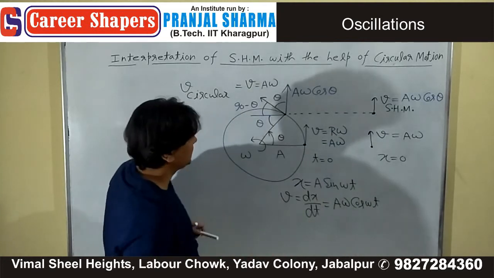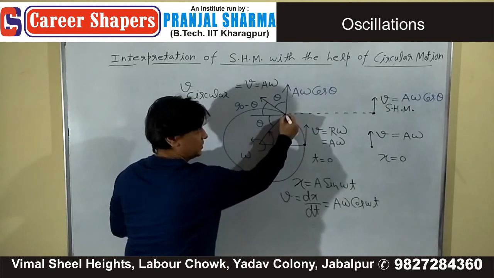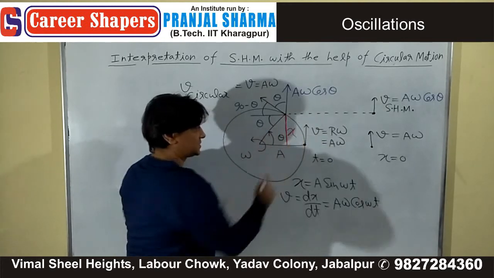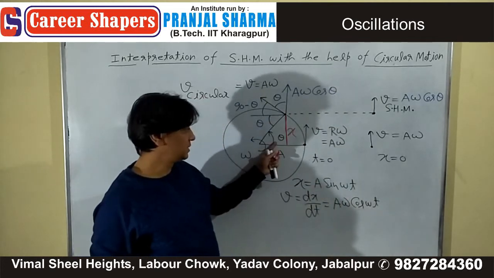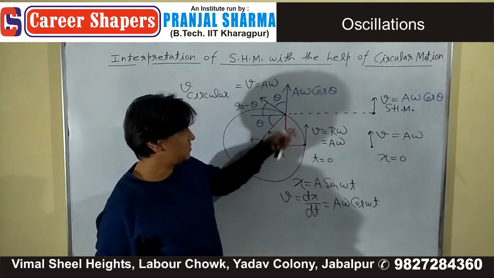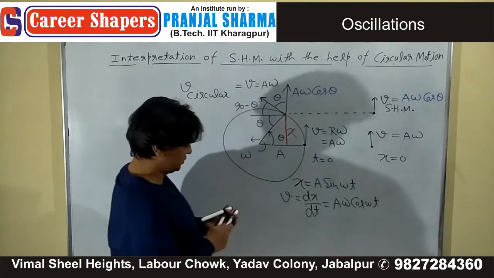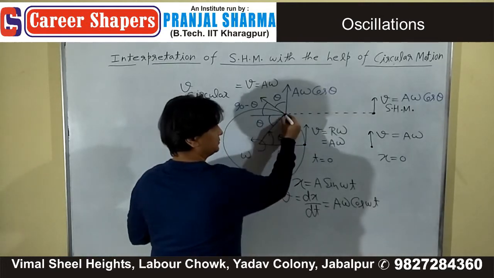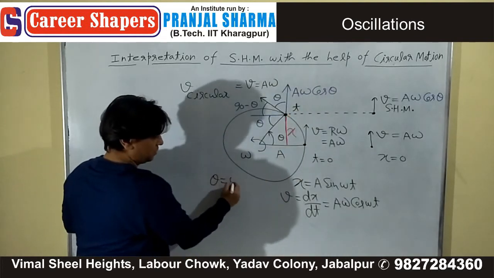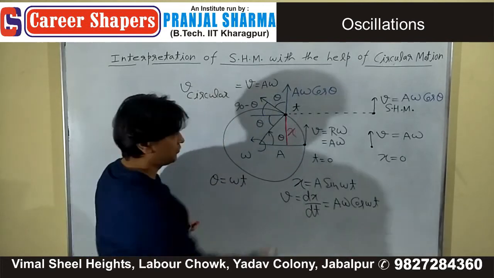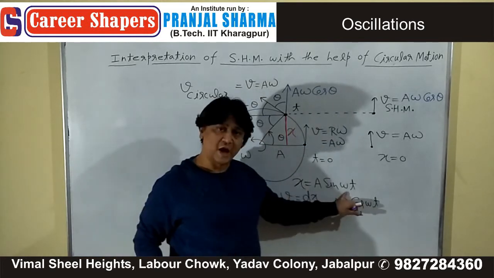This length is x. And what is x? You know, A sine omega t. This theta is omega multiplied by t. Remember that this rod is over here at time t. This is time t, this is t0. So what is theta? You already know, theta is omega t. And therefore x upon this length, which is A, gives you sine omega t.